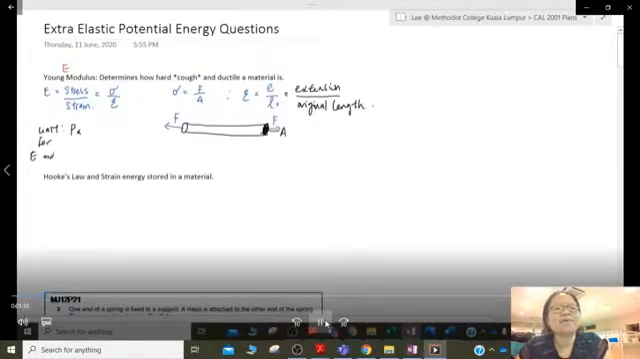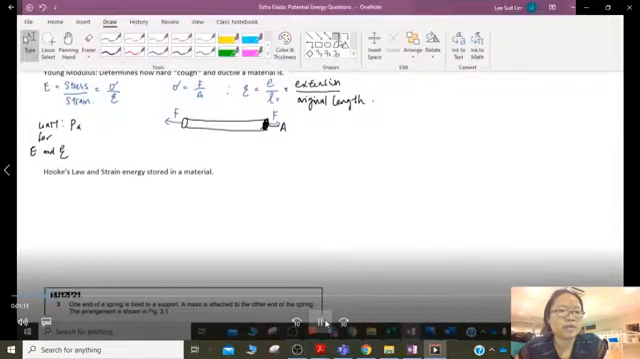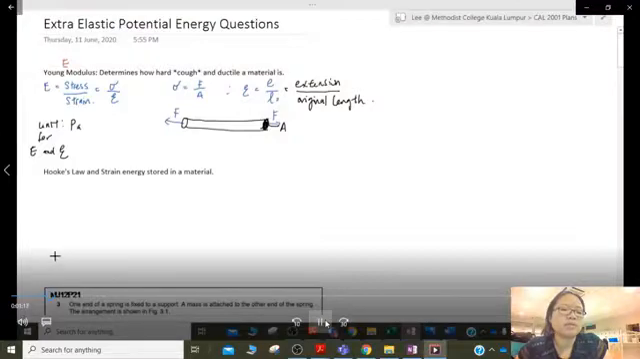Okay. Anyway, this is the unit for extension and stress. Okay, they are both Pascal, which is also the same for pressure.